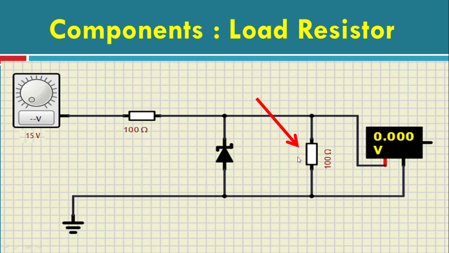Then we have a load resistor. The load is the point where we want the constant output voltage. So we connect it across the Zener diode.